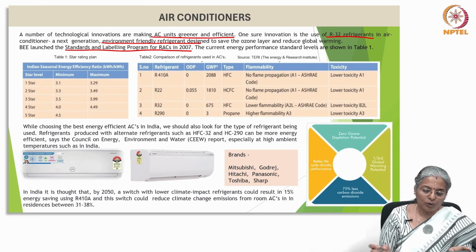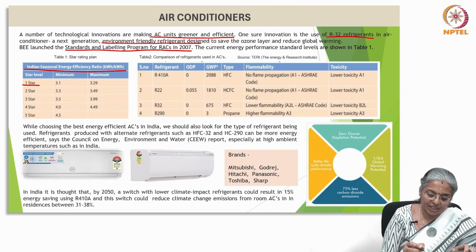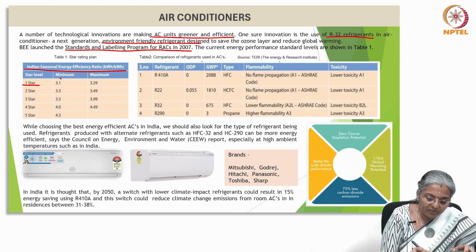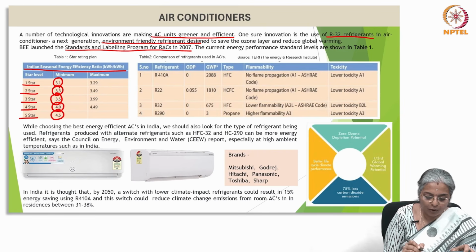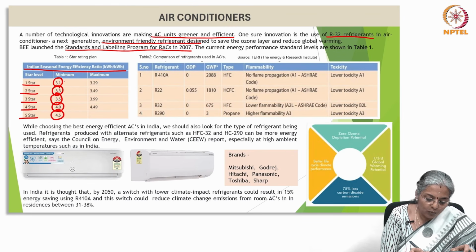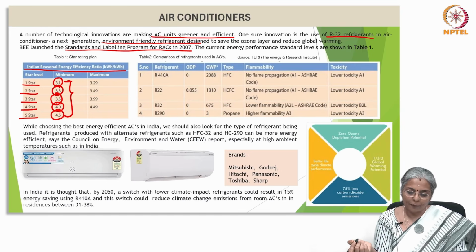Now, if you look at the Indian seasonal energy efficiency ratio, then a 1-star rated air conditioner will give a minimum efficiency of 3.1, whereas a 2-star will give 3.3, 3-star will give 3.5, 4-star will give 4 and 5-star will give 4.5. So, you can see between 1-star and 5-star we can have a very high difference in energy efficiency ratio.